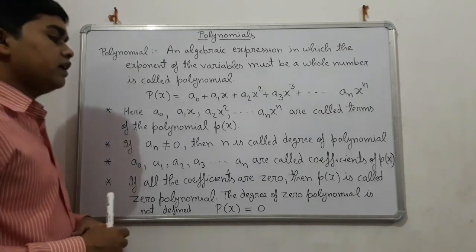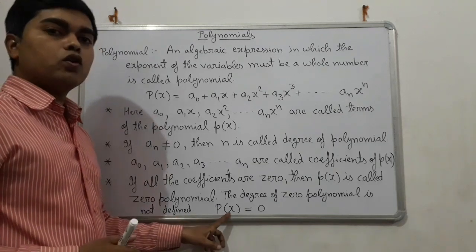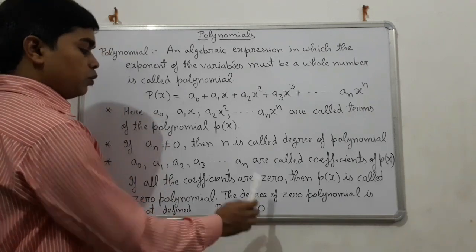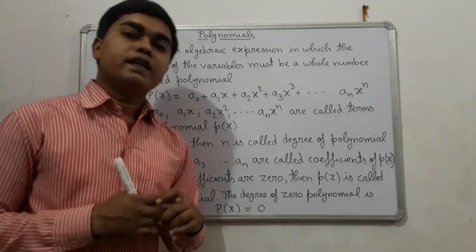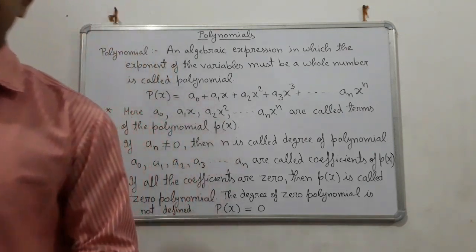Okay. If all the coefficients are 0, then p(x) is called zero polynomial. And the degree of zero polynomial is not defined. You can write zero polynomial as p(x) is equal to 0. Children, it is very important question, that what is the degree of zero polynomial? So degree of zero polynomial is not defined.